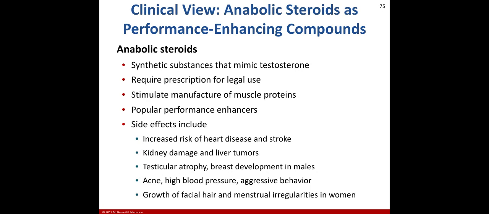So an interesting sort of clinical look here is at anabolic steroids, which is a substance that mimics testosterone, and it is illegal to use them without a prescription, but they are going to stimulate the manufacture of muscle proteins. And so, of course, it is a very popular performance-enhancing drug, but there are some very adverse side effects, like risk of heart disease and stroke, kidney damage and liver tumors, testicular atrophy, breast development in males, acne, high blood pressure, very aggressive behavior and mood swings, and then growth of facial hair and menstrual irregularities in women.